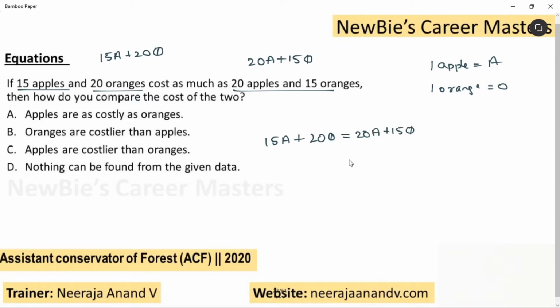Just simplify this. Let's send this 15A to the RHS, we get 5A. And this 15O to the LHS, we get 5O. 5 gets cancelled, then O is equal to A. From this we can say apples are as costly as oranges. Very simple question. Let's continue.